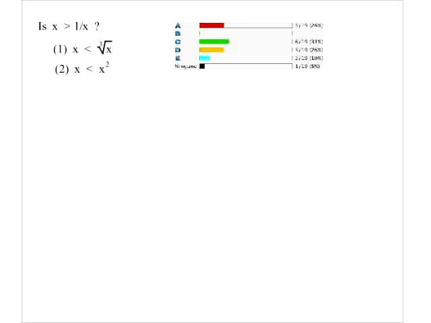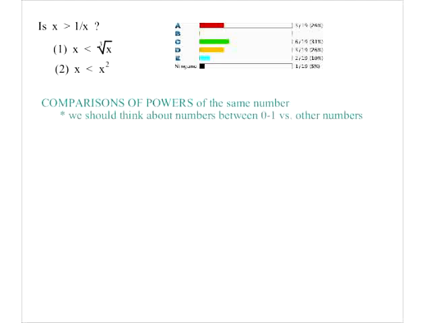Can anybody tell me what kinds of numbers we should think about when we do that? Fractions meaning numbers between what and what? Yeah, we should think about numbers between 0 and 1 versus other numbers, because those numbers' powers are backwards. And then there's another type of number that we should also think about, especially because there are even powers in the mix.